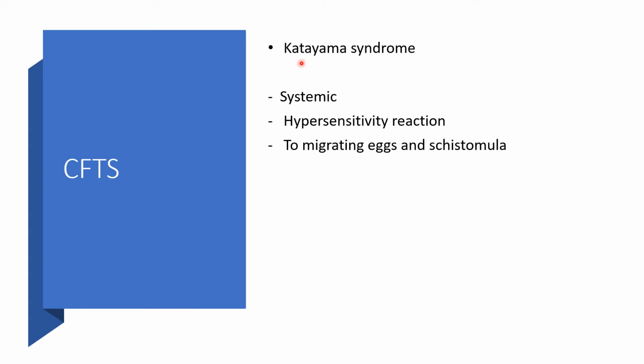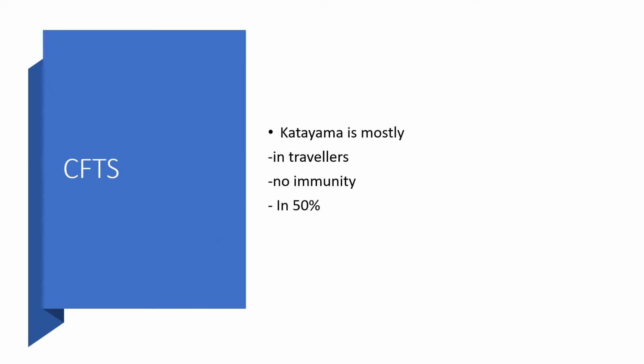Now we are going into the systemic effect of schistosomiasis, Katayama syndrome. This is a systemic hypersensitivity reaction, and it's a reaction to the migrating eggs and schistosomula. Katayama is likely going to occur mostly in travelers. And why is that? Because they do not have immunity against schistosomiasis. And it's likely going to occur in about 50% of the travelers that have an encounter with cercariae that penetrate their skin.